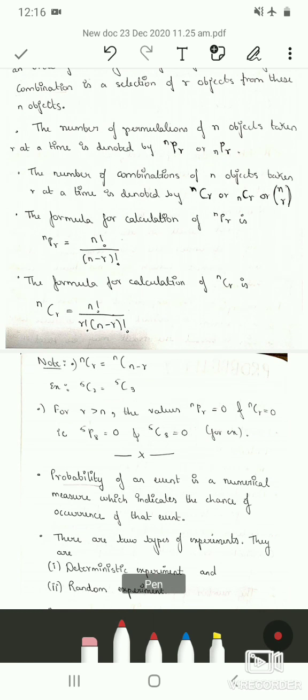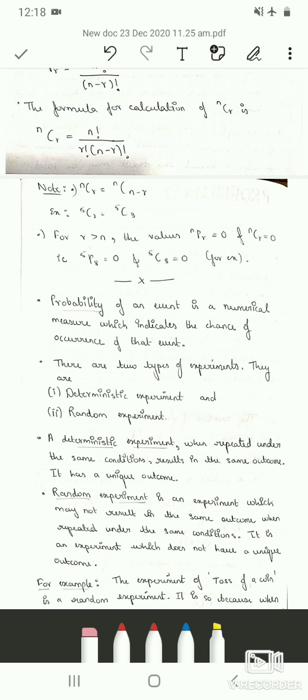And for r greater than n, the value of nPr is equal to 0, and also for combination, that is nCr, it is 0 given r is greater than n. That is 5P8 is equal to 0 and 5C8 is equal to 0. So now with this brief introduction about some basic concepts of mathematics, let us start with probability.